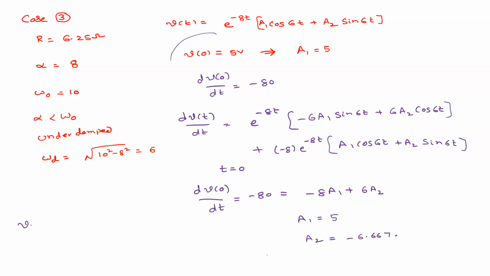So v of t is e to the power of minus 8t times 5 cos 6t minus 6.667 sine 6t. So this is how it works, right.